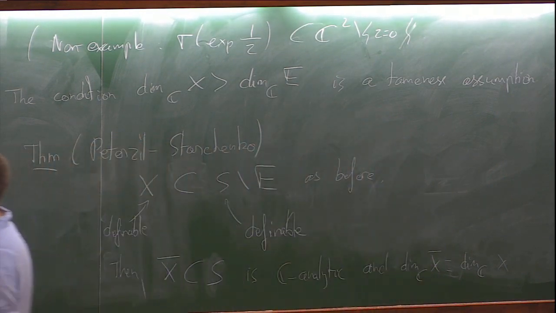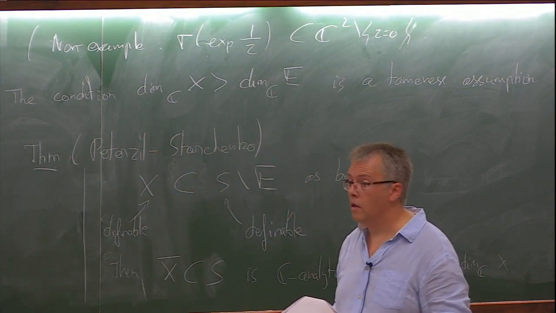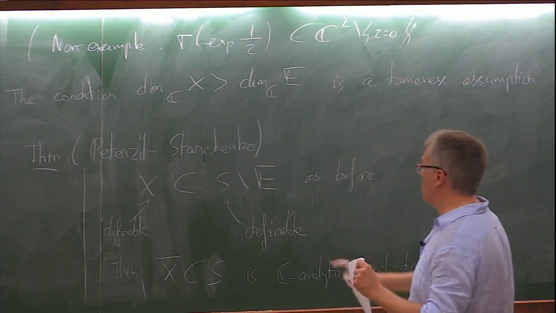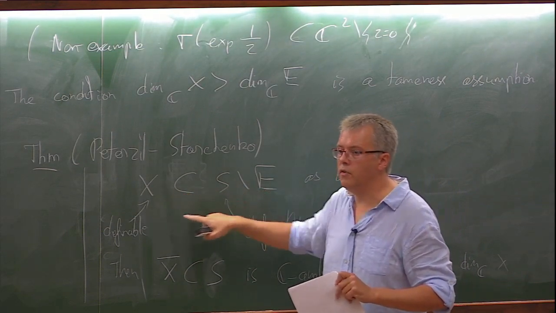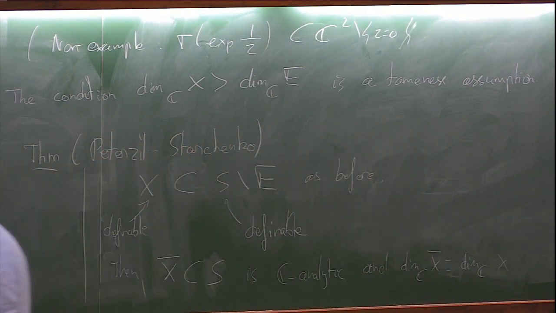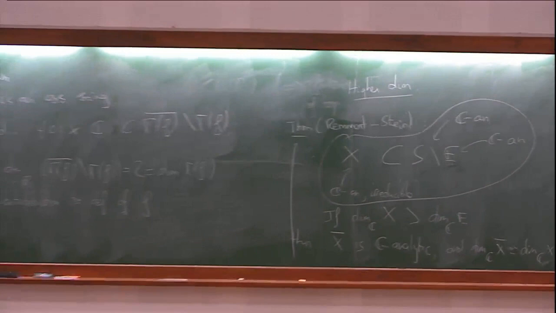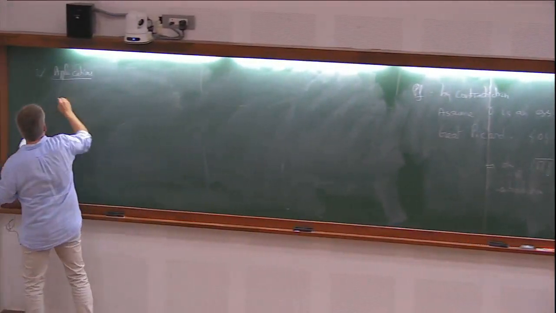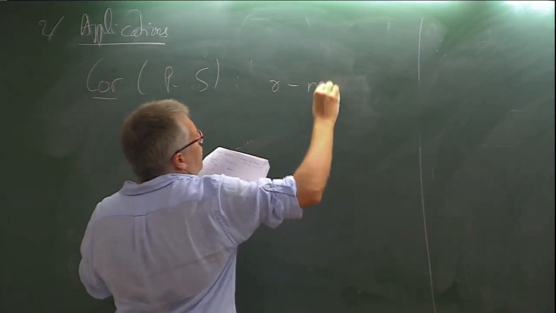As before, referring only to the first graph: for the E, I only know that this is C analytic. There is no assumption on E. Those ones are complex analytic and definable. And the corollary of this is that you have an affine version of Chow's theorem. The corollary, still due to Peterzil and Starchenko, is an o-minimal version of Chow.